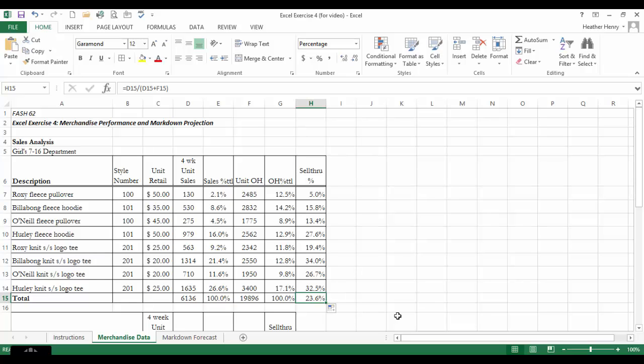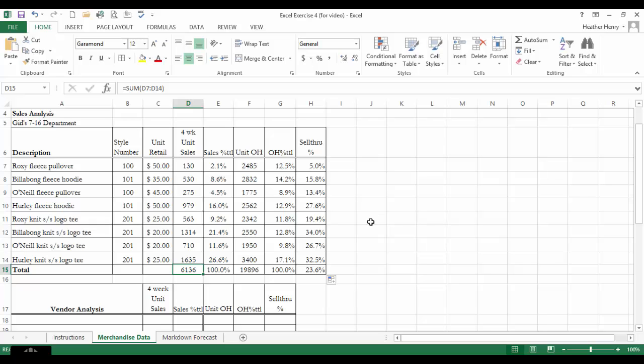So we're saying all of these styles in the last 4 weeks have sold 6,136 units, and we have sold through 23.6% of the total amount of inventory bought for these styles. This is how we simply read this. So now as we can see how all of these styles are performing on an individual style basis, we will now need to look at the styles in different ways. So let's go ahead and look at these styles based on vendor.